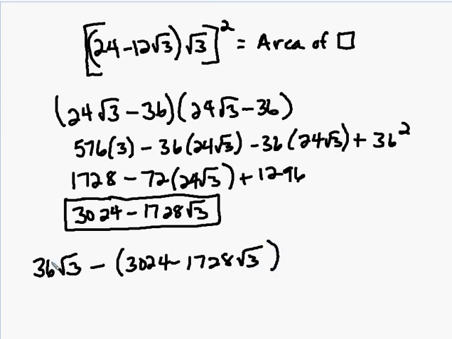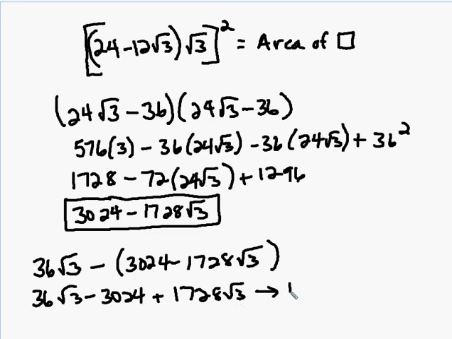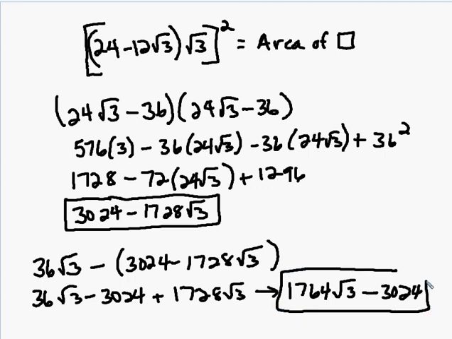And when I distribute the negative, I end up with 36 root 3 minus 3024 plus 1728 root 3. And that leaves me with 1764 root 3 minus 3024. And that is the answer for the area of the shaded region of the triangle.